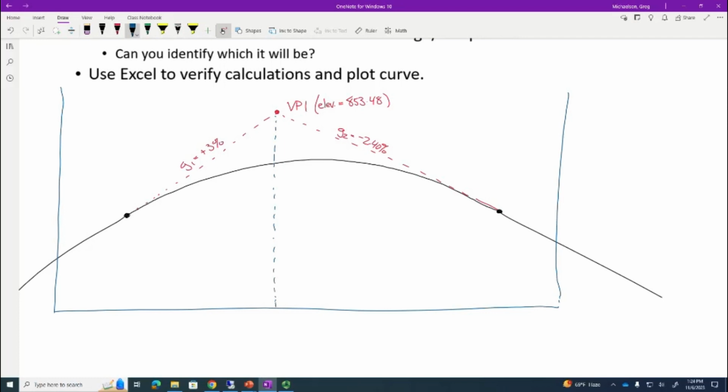I'm going to box this in right here. What is the station of the VPI? What was the station given? 46+70. One of the things I am going to try and figure out is the station here and the station here, because this is the VPT, this is the VPC. Now, what were we told about the curve? How long is this curve? 600 feet. Let's also write down G1, which is plus 3%, but I'm going to write that as 0.03, and then G2 is negative 2.4%, which is negative 0.024.